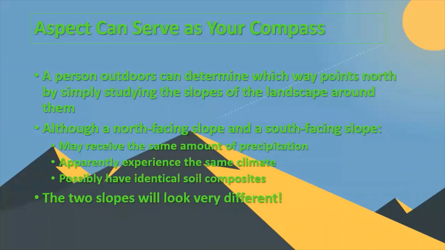So aspect can ultimately serve as your compass. A person who spends time in the outdoors can really determine which way they're pointing, or facing, without a compass, simply by studying the slopes, essentially the landscapes on the slopes around them. So although north-facing slopes and south-facing slopes may receive the same amount of precipitation, they may have the same climate, they may have some similar soil components, the slopes will ultimately look different.